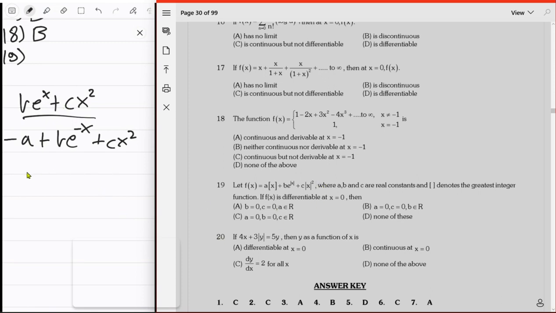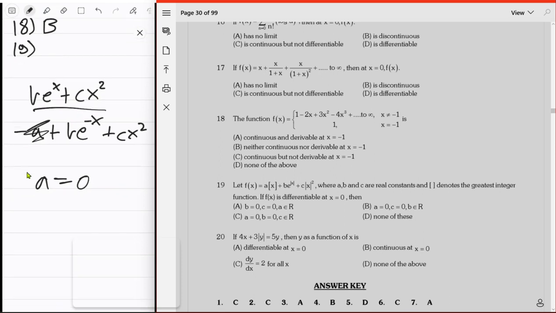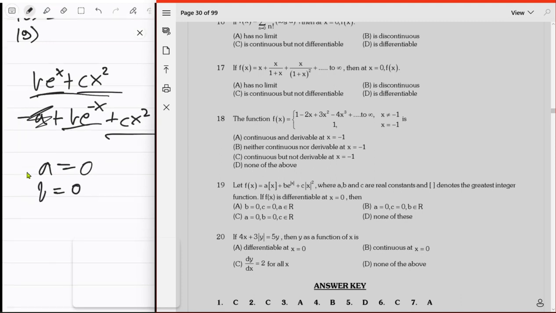Oh, unless your a was 0, so a must be 0. If that is the case, then yeah, you get this thing. Next, it should be differentiable. Well, this is the same stuff. b e power x and negative b e power x in the derivative, so b and negative b must be the same, which means b must be 0. So b is also 0. And C can be anything.